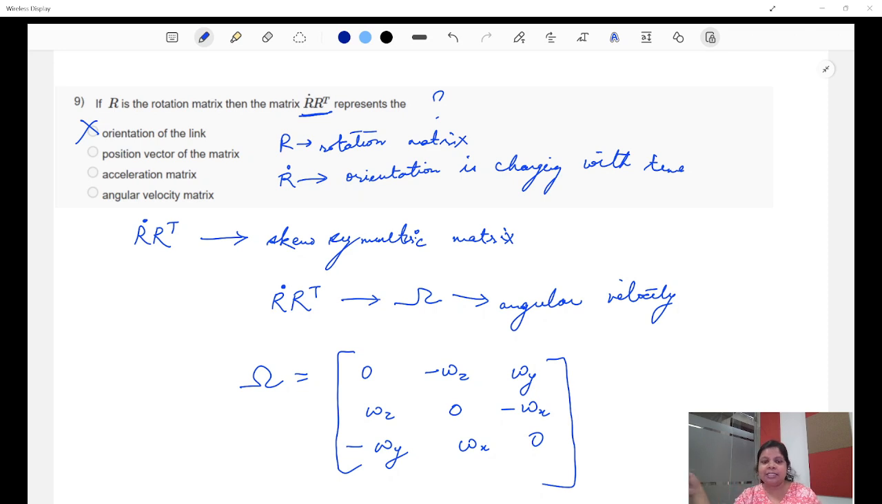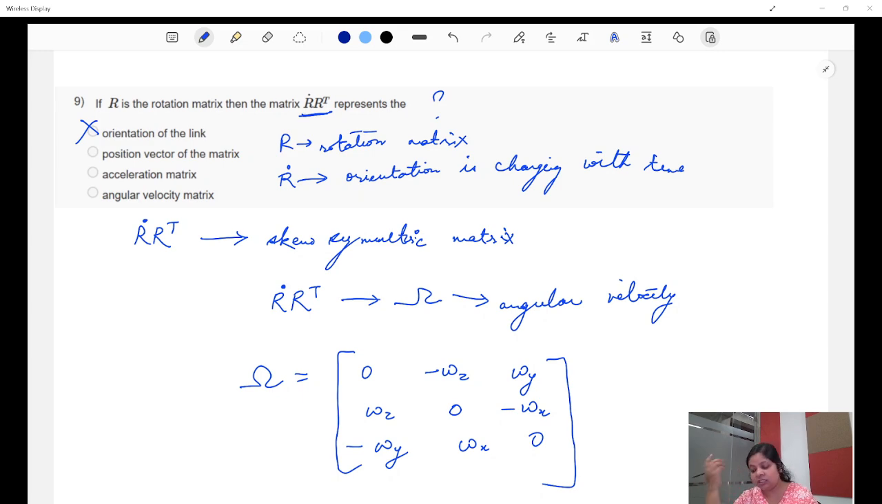The third option is acceleration matrix. It is incorrect. Why? Because R dot R transpose, so if it is R dot, it is definitely the differentiation of theta. So if it is a differentiation of theta, then it is definitely going to represent velocity and not acceleration. It is not the double differentiation we are looking at.